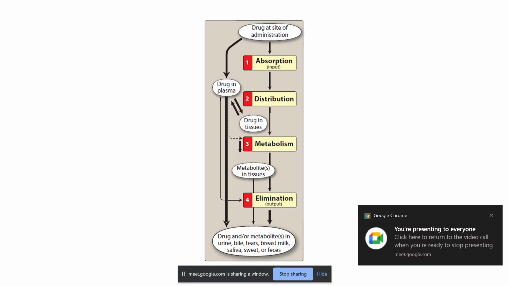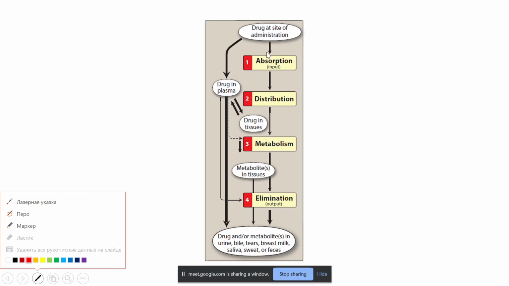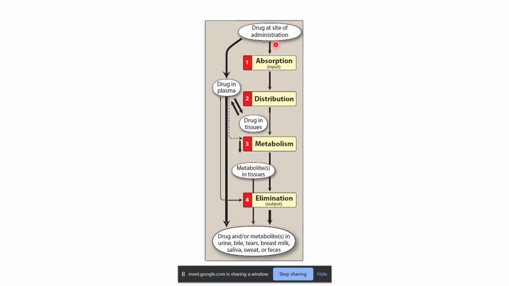The steps of pharmacokinetics are absorption, distribution, metabolism, and elimination. So when a drug is administered by most of the ways, first it goes through absorption, but when it is administered intravenously, this step is omitted and it directly goes to distribution, because the intravenous route goes directly to the plasma.